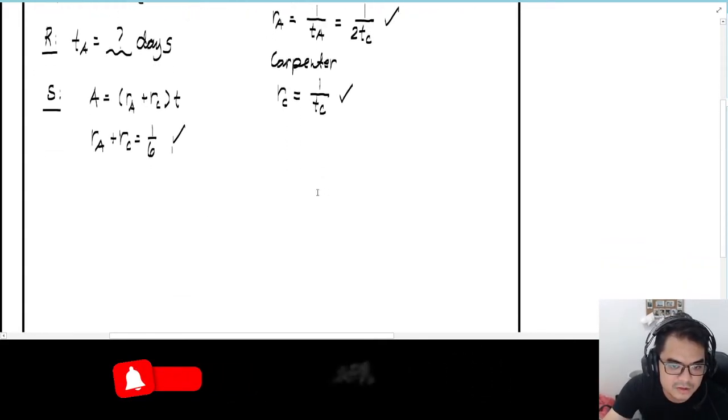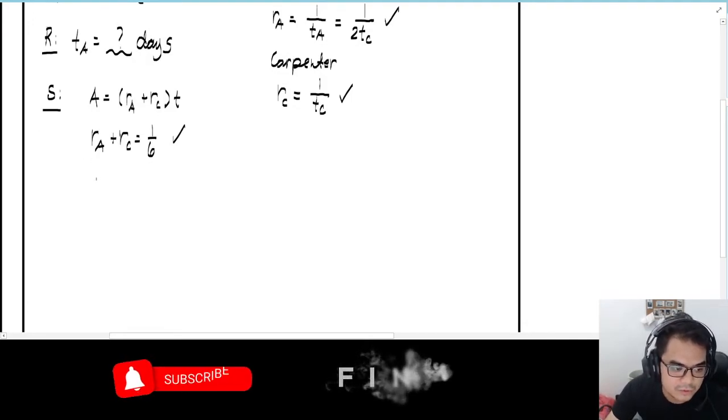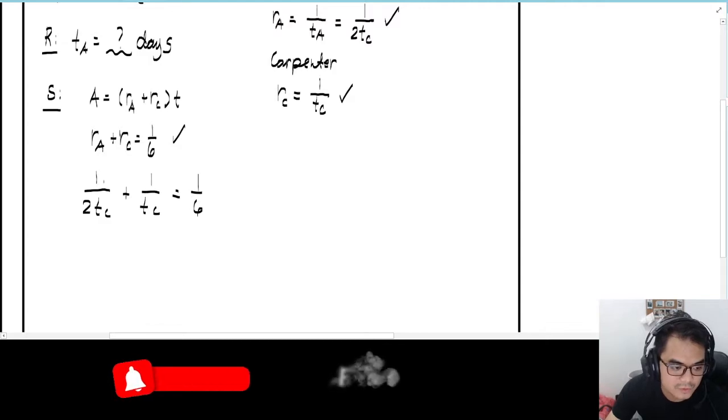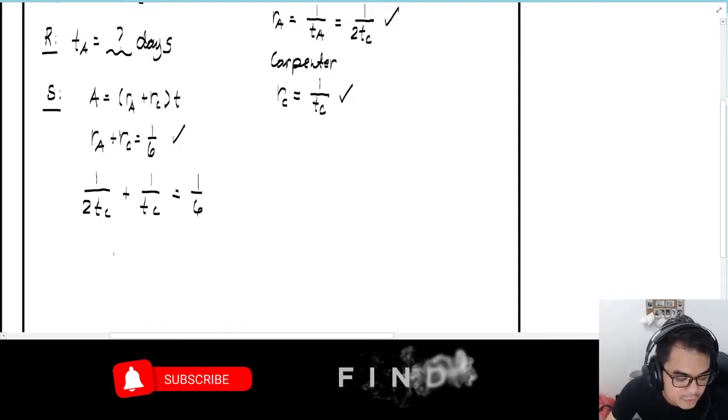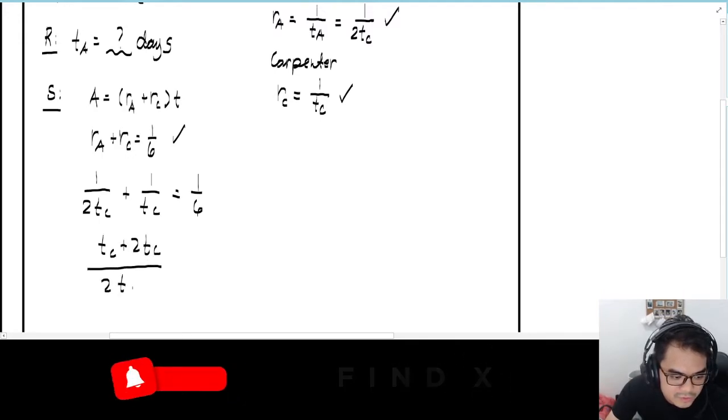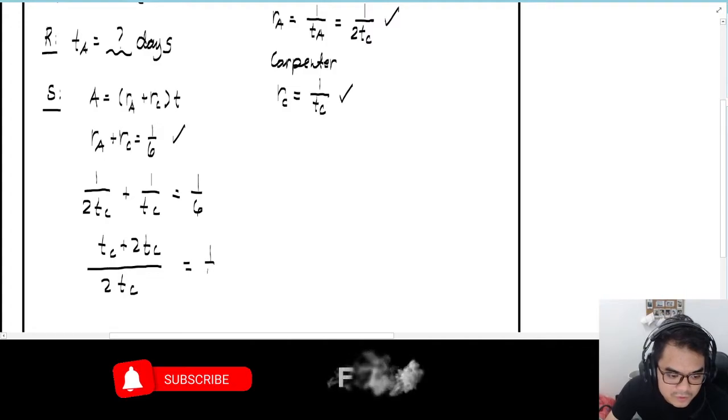Substituting that, we have 1 over 2TC plus 1 over TC, all equal to 1 over 6. If I add these two, we have (TC plus 2TC) all over 2TC squared, equal to 1 over 6.